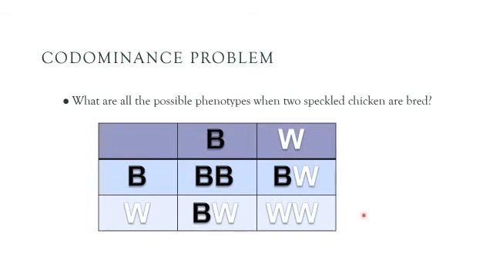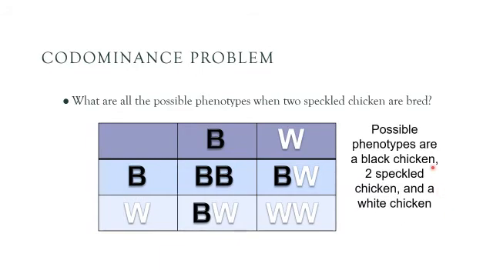So in this example, what are the possible phenotypes when two speckled chickens are bred? This is both letter B, big letter B, so the color of this chicken is black. How about this one, which has the B and W genotype? That's correct, it's speckled. It has black and white feathers. How about this one? It's still a speckled chicken with black and white feathers. How about this one? This is a white chicken. So the possible phenotypes are one black chicken, two speckled chickens, and one white chicken when two speckled chickens are crossed together.